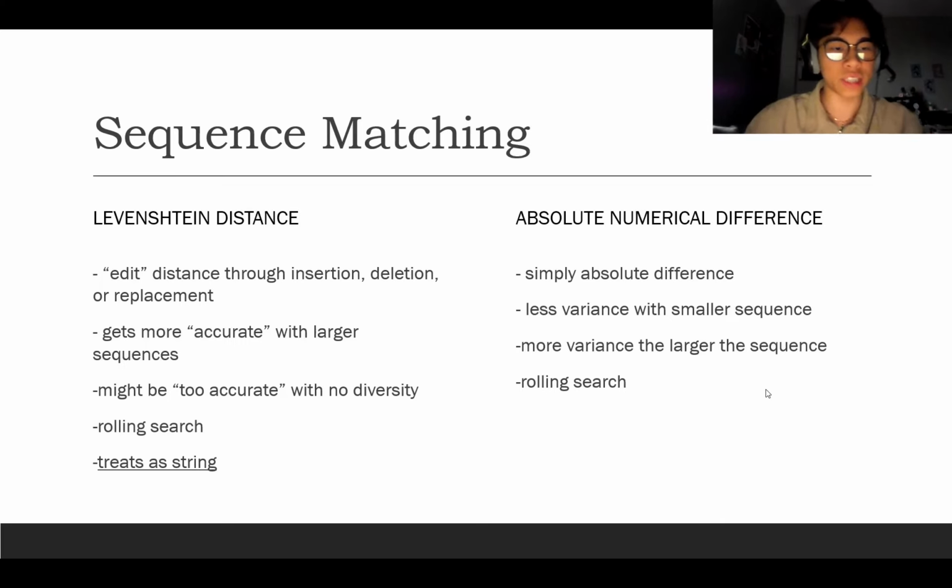And what I've noticed with it is that it gets more accurate with larger sequences, but it might get too accurate with no diversity. And when I visualize this, you'll see exactly what I mean.